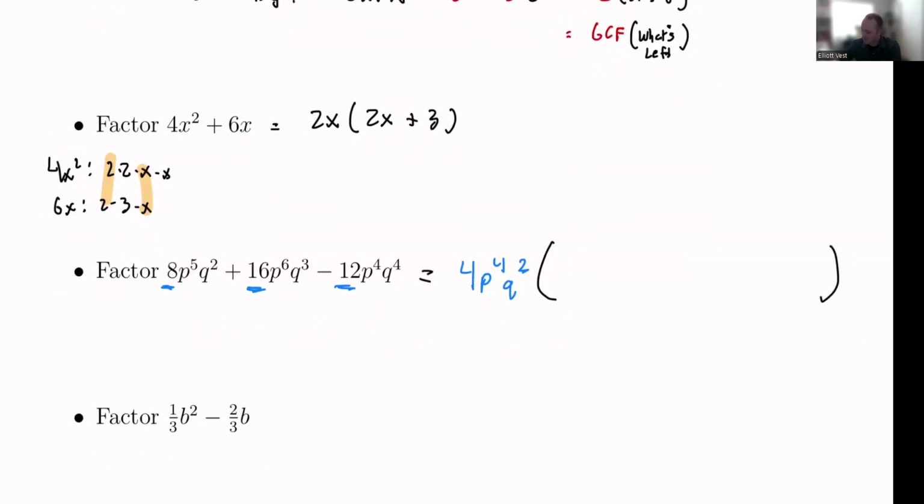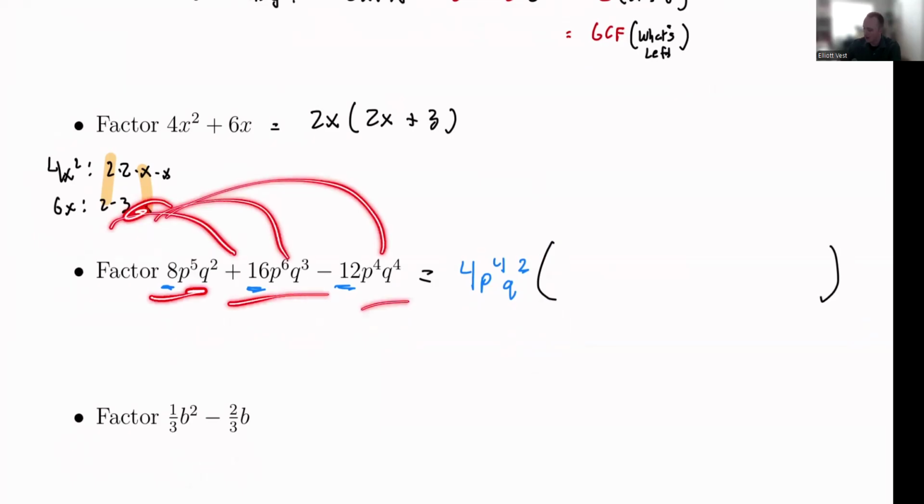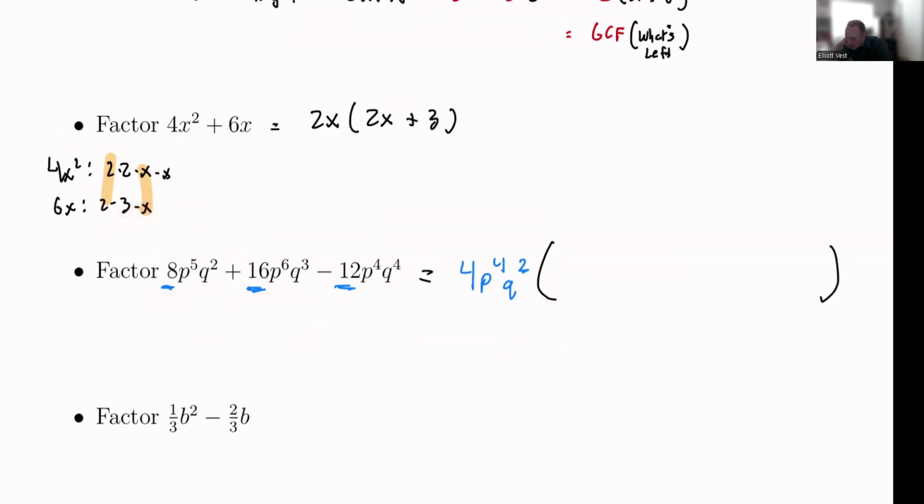Okay, so we have factored all of these out. Imagine I took my 4p to the fourth q squared out. What is left on each of these terms? Well, on the first one, I am left with just 2p, because I have taken out all of my q's. I've taken out 4 of my p's, and I have a 2 remaining. If I distribute this back into the first term, I'm going to have 4 times 2 is 8, p to the fifth, q squared. That's exactly what this is.